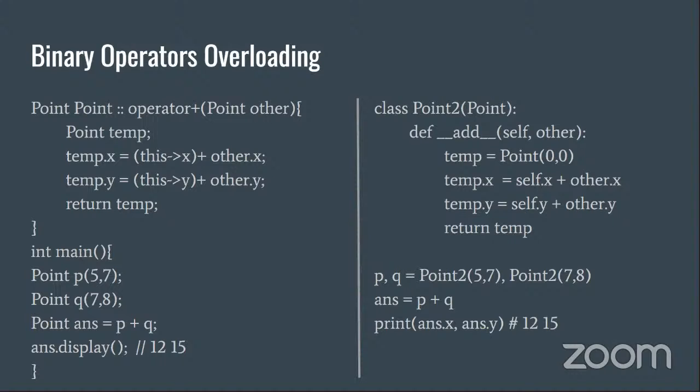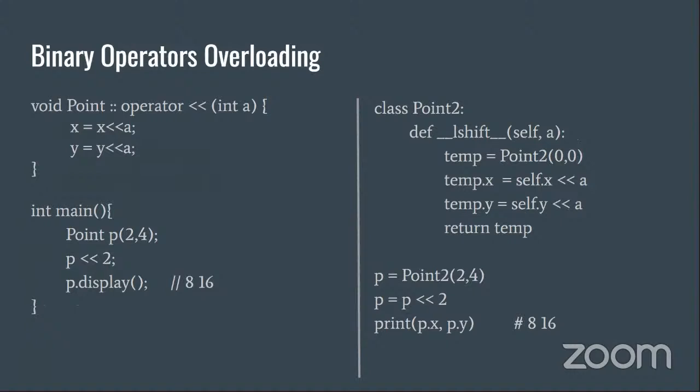Now we can move on to the next binary operator, which will be covered next. The next example in binary operators is the left shift operator. In this, we are going to shift the x and y variables of an object by a particular number of bits, that is a in this function.